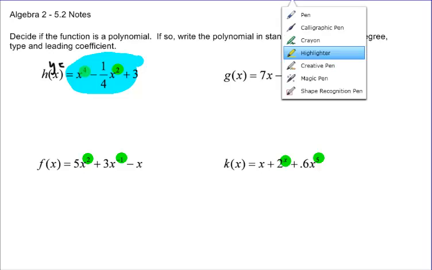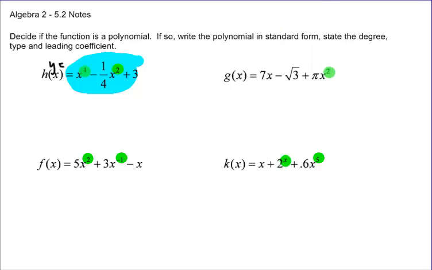So that's all good. And what we're going to do then is write him in standard form. Well, he's ready to go. Largest exponent to the left, smaller exponents to the right. There's my standard form. It's a fourth degree because the largest exponent is a 4. And the leading coefficient is a 1. Okay, the leading coefficient is that number right in the very front. In this case, it's a 1.